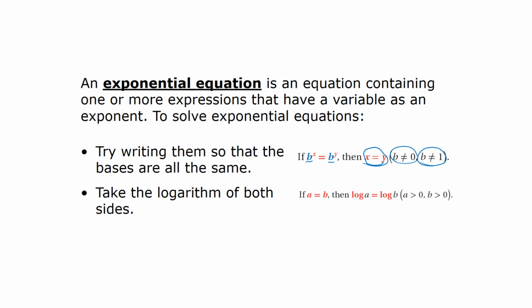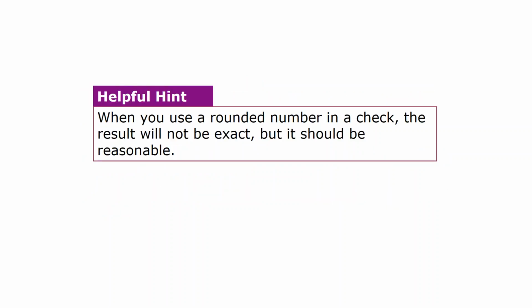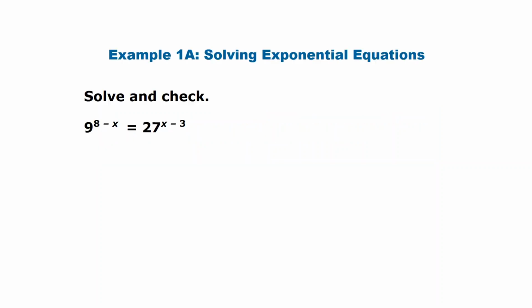Another thing that we could do is take the logarithm of both sides, and we'll see how that works in a minute. If we have a equals b, then we know that log of a is equal to log of b, again with a greater than 0 and b greater than 0. Here's a helpful hint. When you use a rounded number in a check, the result will not be exact, but it should be reasonable. Here's example 1a, solving exponential equations.